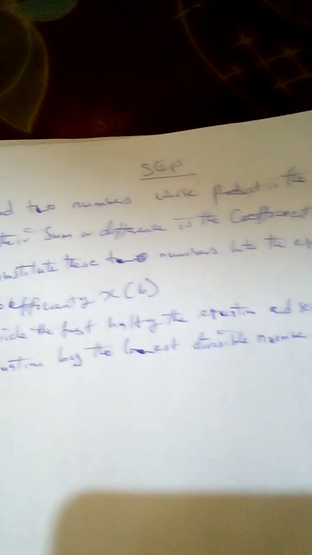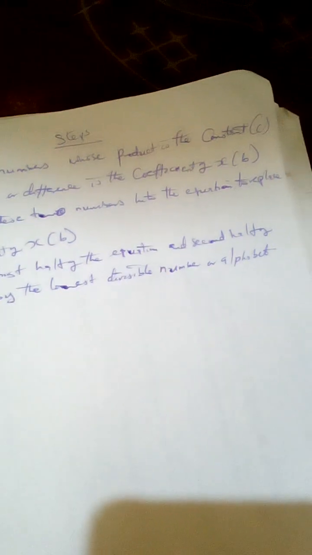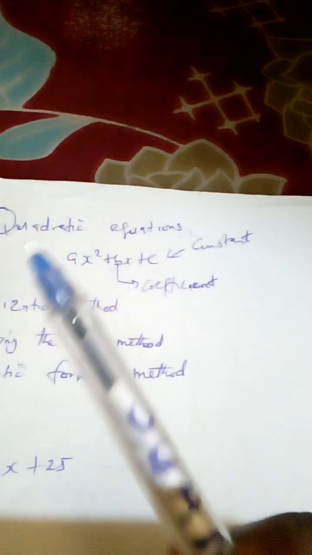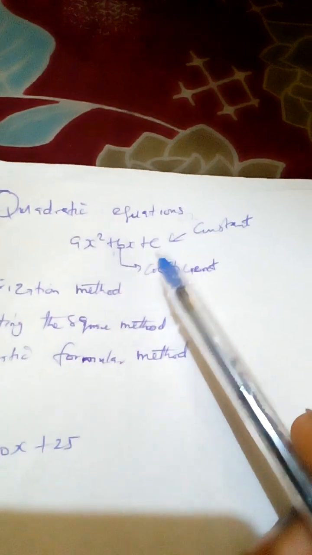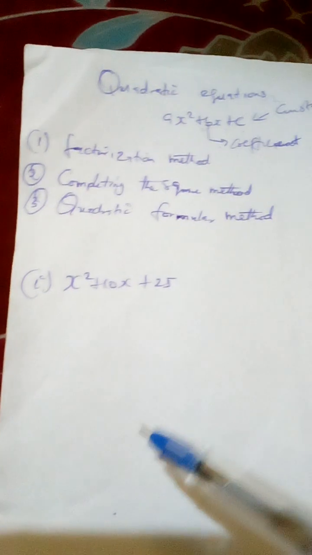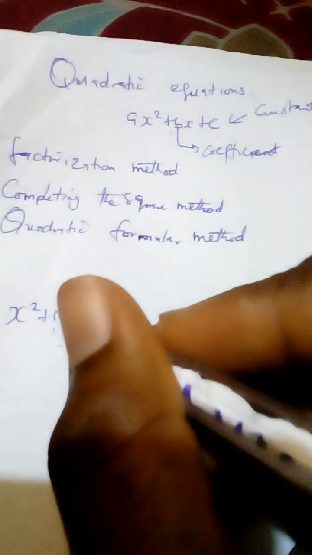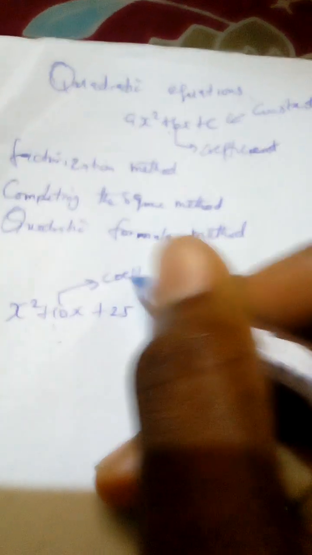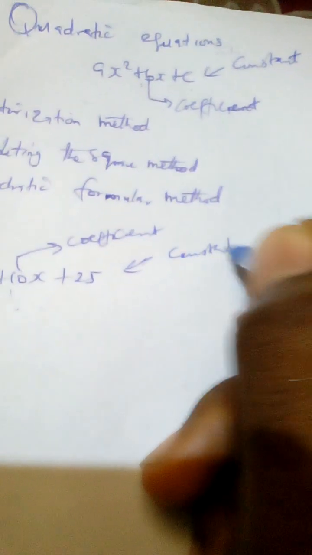For us to do this, the first step says we should find two numbers where the product is the constant c and their sum or difference is the coefficient of x, which is b. I told you that from the general equation, this is the coefficient and this is the constant. Using this idea in this question, this is the coefficient of x, and this is the constant.